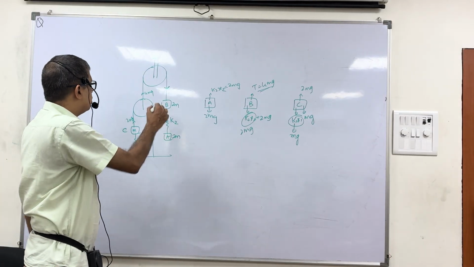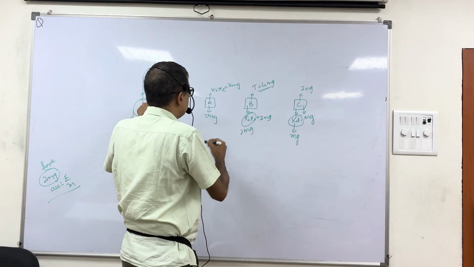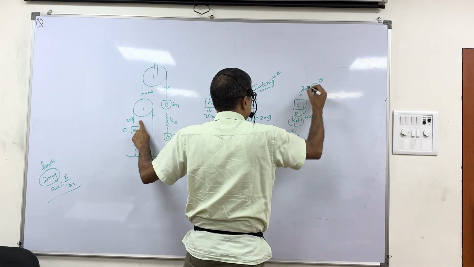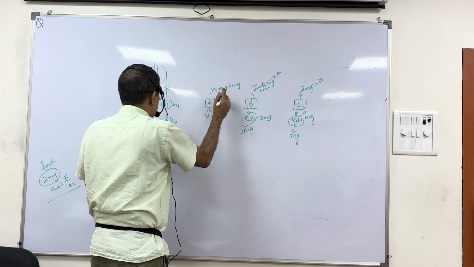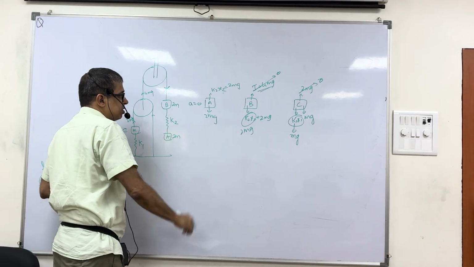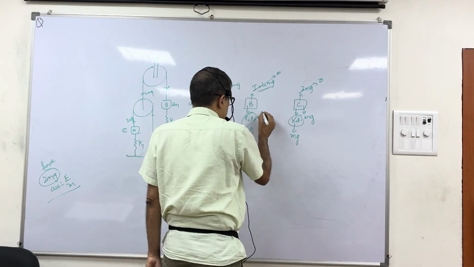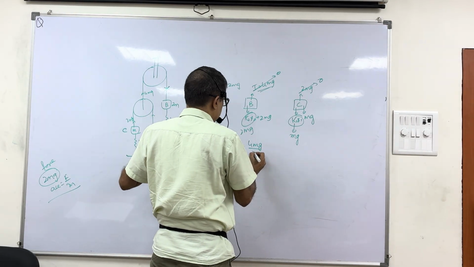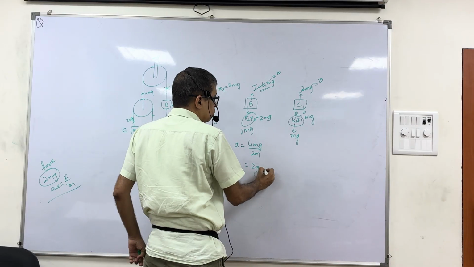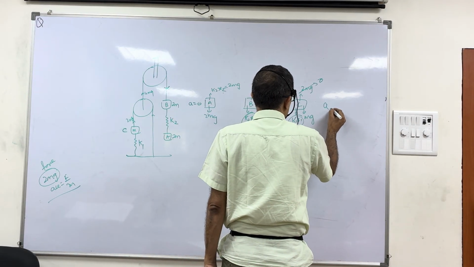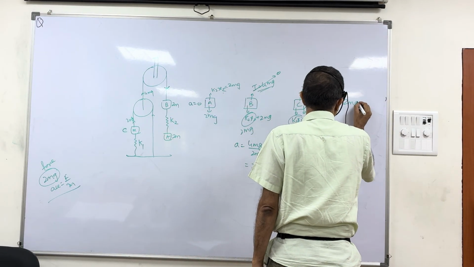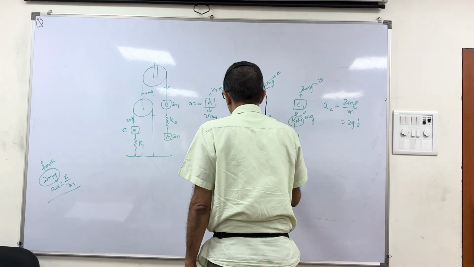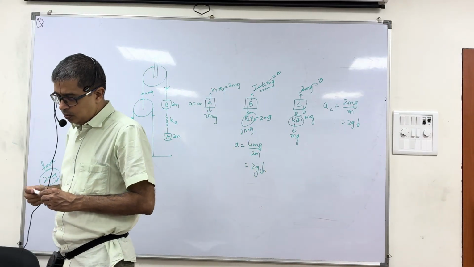Now that this string is cut, 4mg will become 0, and this 2mg will become 0. K2x2 will not change, so acceleration of this will be 0. Now acceleration of this is 4mg upon 2m, which will be 2g. Acceleration of this will be 2mg upon m, which will also be 2g downwards. Its acceleration will be 0.